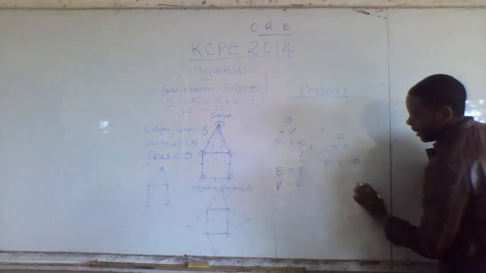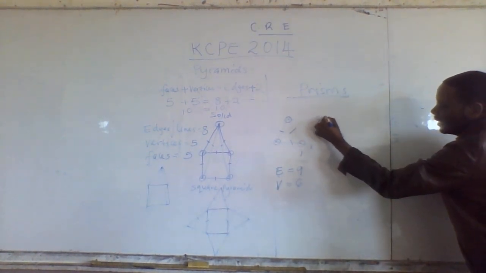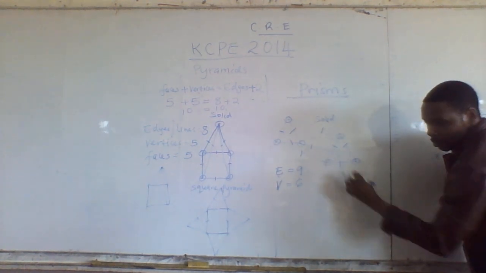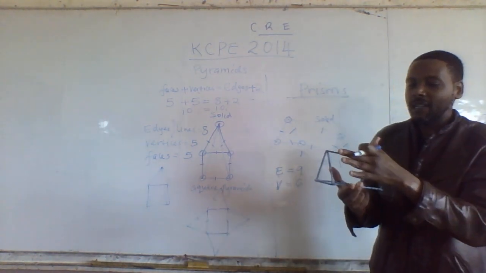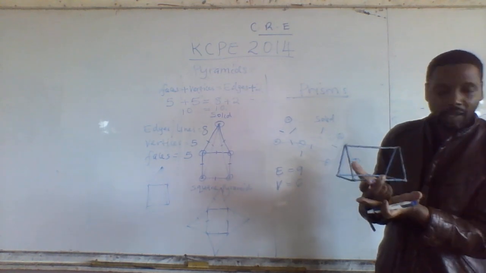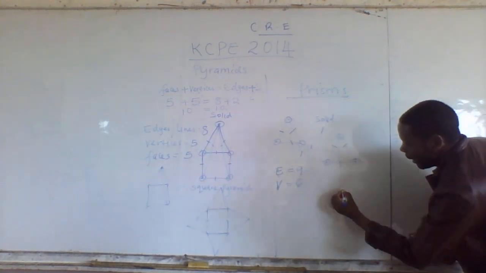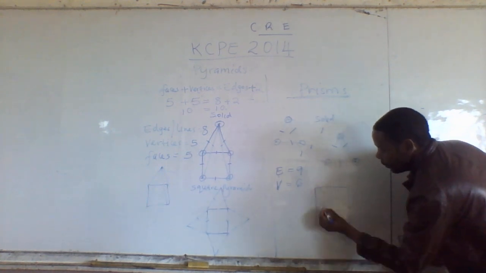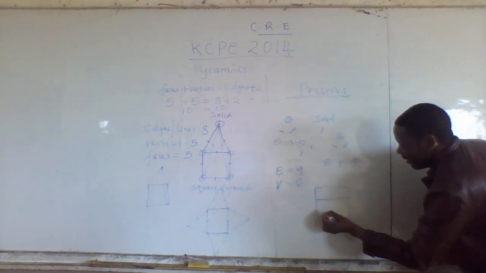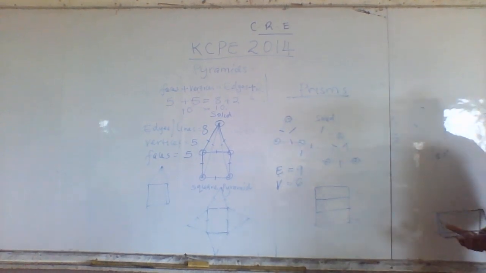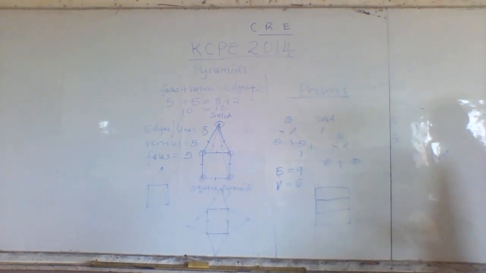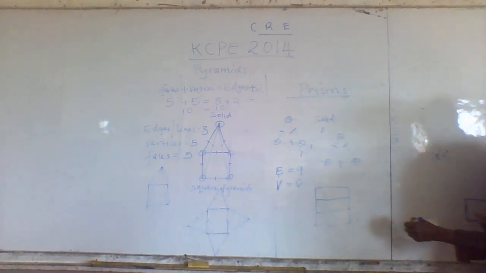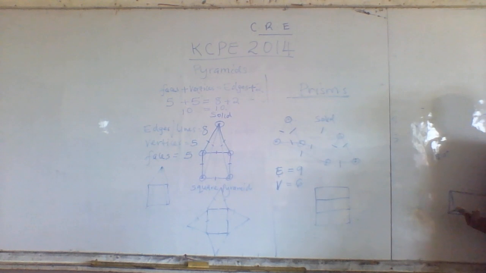Faces. I have to draw the net. This was the solid. The net. So what is the net made up of? There are 3 rectangles: 1, 2, 3. I put the 3 rectangles together like this. Those 3 rectangles, I put them together like that.